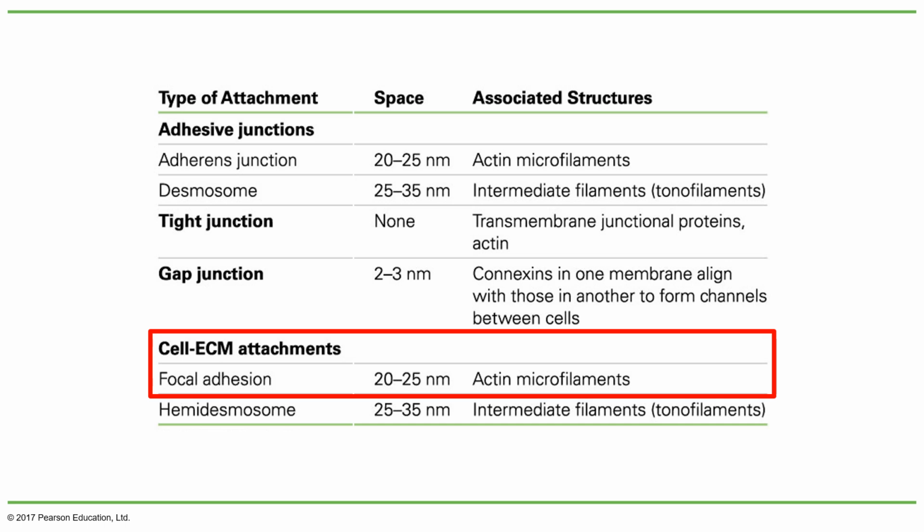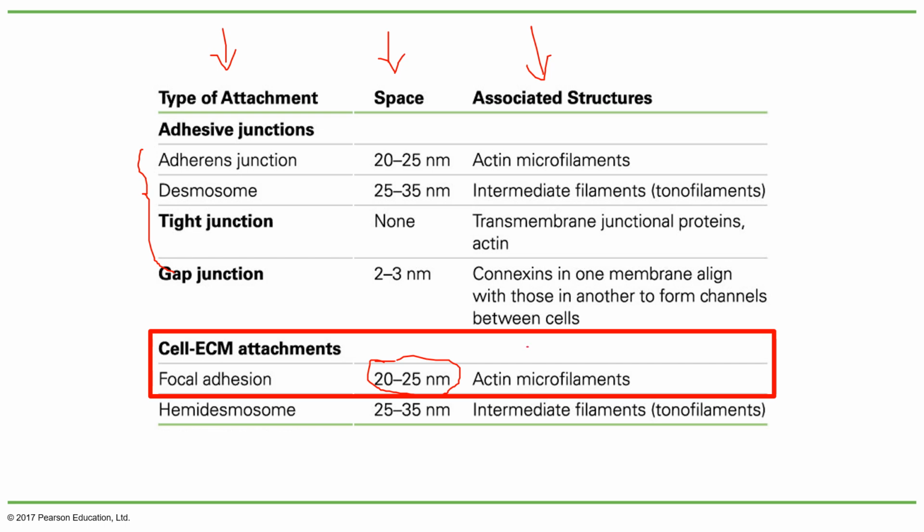Okay, so here you find another table. Again, here I summarize the type of attachment. Here you see the space and the associated structure. Here you have more information. You don't have to memorize this, but just so you know, the space here is between 20 to 25 nanometers, so it's very small. Yeah, that is very important.